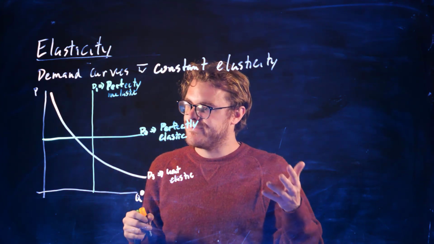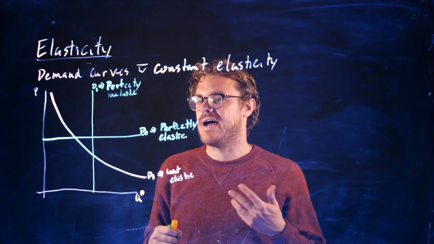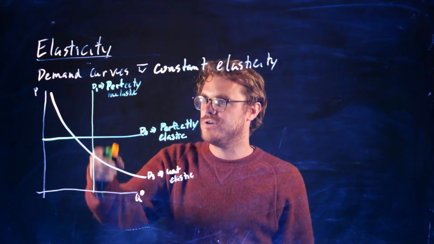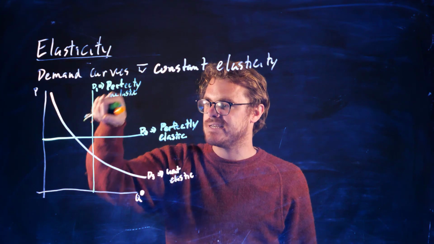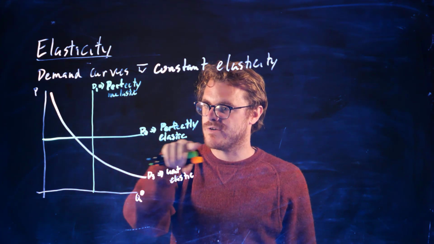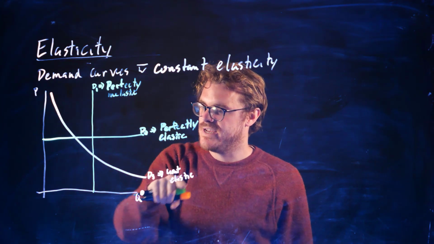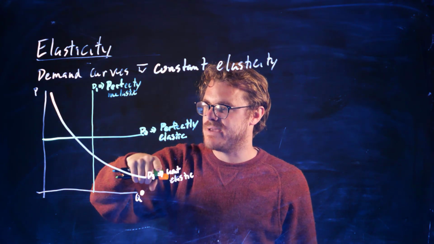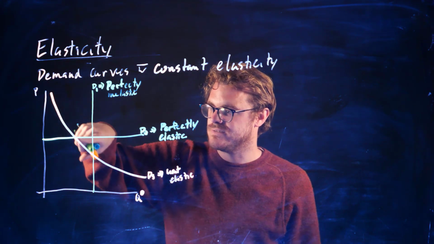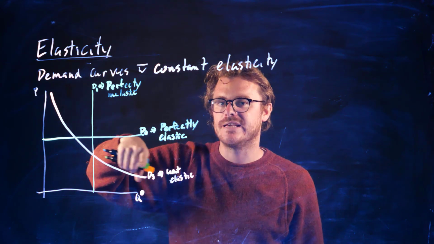So here are 3 different curves with constant elasticity. A vertical demand curve is perfectly inelastic. A horizontal demand curve is perfectly elastic. And we can think of a unit elastic demand curve, which has this non-linear shape to it.